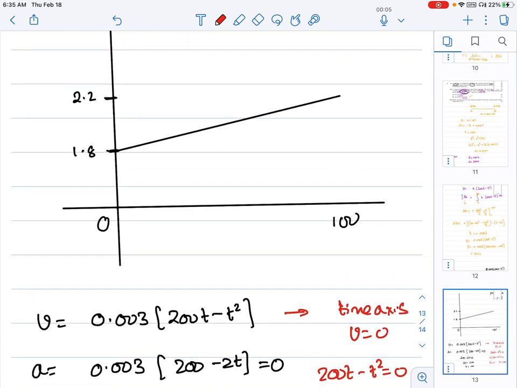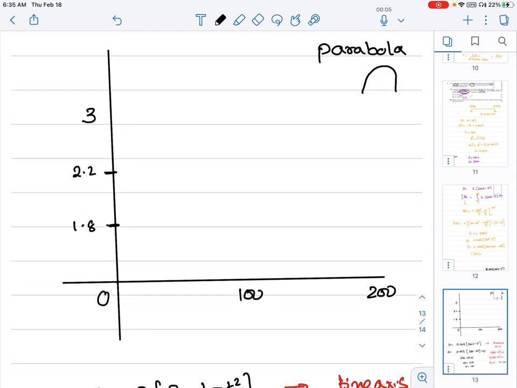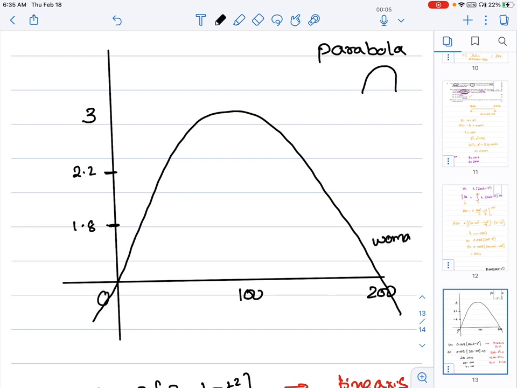0 at 200 also. So what I'm going to do is shift this 100 somewhere over here and write 200, and the velocity is 3, right? The velocity is 3. So I draw a parabola having a maximum value of 3 at 100. Okay, so this is for the woman. The black color is for the woman. So for the man, let us use the blue color. He starts with 1.8 and reaches the 100 seconds with 2.2. So this should be the velocity time graph.